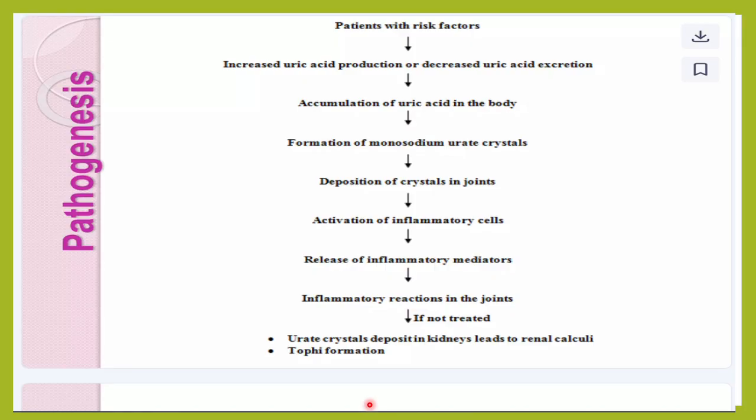So in the next class, let us see what are the stages of gout and how we can manage them.